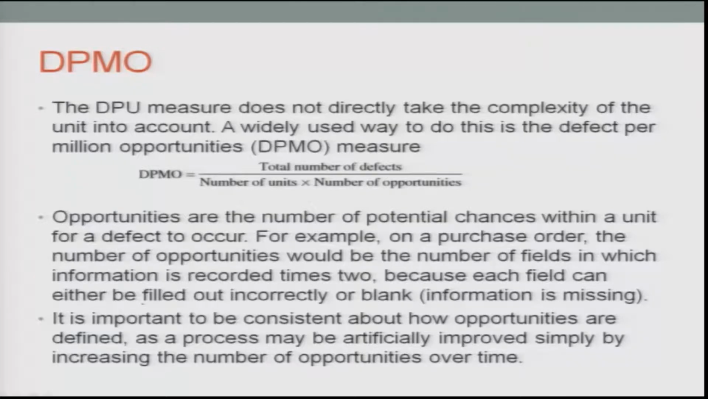So, opportunities are the number of potential chances within a unit for a defect to occur. For example, on a purchase order, the number of opportunities would be the number of fields in which the information is recorded. So, there can be different types of measurements which have been taken, because each field can either be filled correctly, filled incorrectly, or kept blank. It is important to be consistent about how opportunities are defined in a process, as they may be artificially improved simply by increasing the number of opportunities over time.